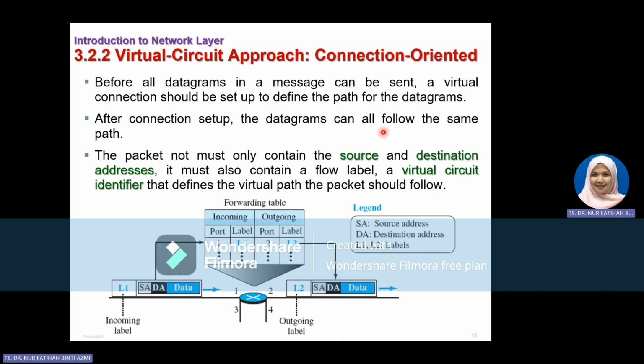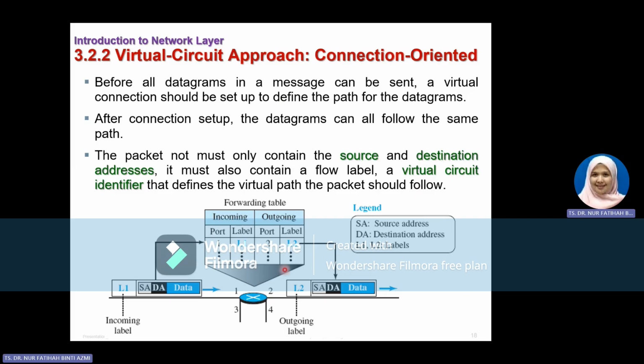So in a virtual circuit network, we first set up the path for all packets in the session. After that, the datagrams all follow the same path in sequence. For example, here we label it as MPLS, which is the label switched network, or the connection oriented network.